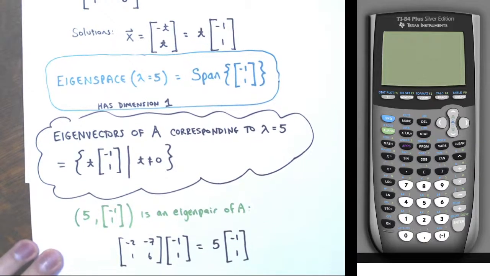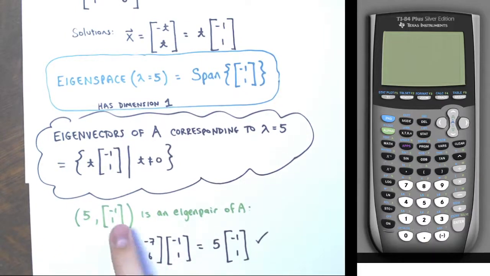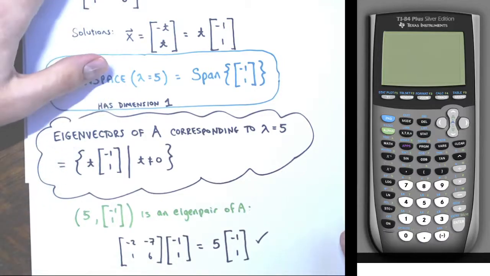And double check, you have 2 minus 7, negative 5 for that first component, great. Then negative 1 plus 6, positive 5 for the second component, great. It works, right? But that's not the only one. Like I said, you could pair 5 with any multiple of this: negative 2, 2, 5, negative 5, negative 10, 10, whatever you want. And that will be another eigenpair of A, giving you another eigenvector corresponding to the eigenvalue of 5 for this particular matrix. Okay, so that was for that example.